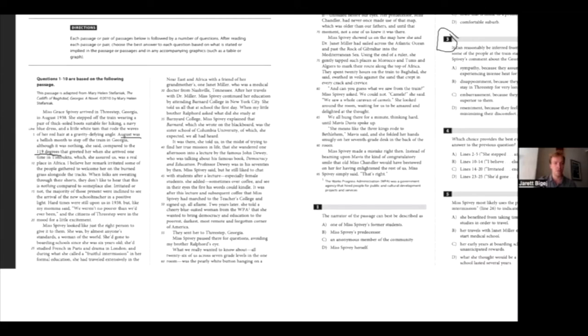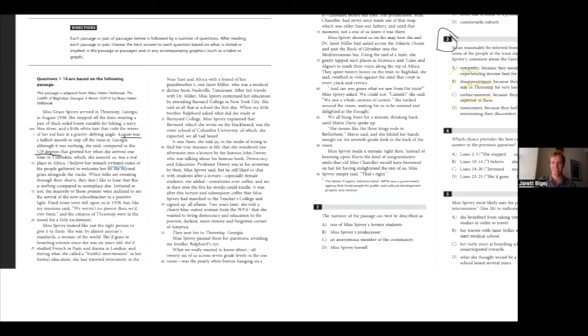I believe her remark, and here we have the first hint. I believe her remark irritated some of the people gathered to welcome her in the burned grass alongside the tracks. When folks are sweating through their shorts, they don't like to hear that this is nothing compared to someplace else. Now, which of these nouns here best relates to irritated? Sympathy? No. Disappointment? No. Embarrassment? Also no. So we've already canceled out the first 3.